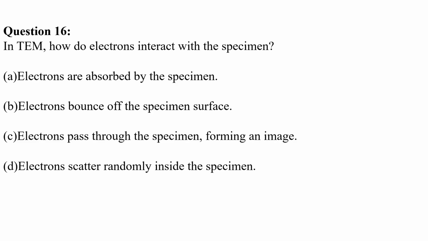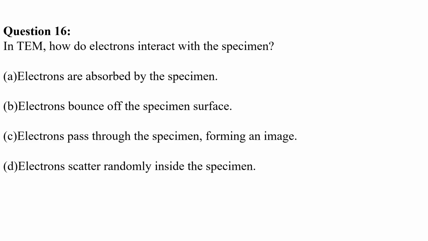Option A, electrons are absorbed by the specimen. Option B, electrons bounce off the specimen surface. Option C, electrons pass through the specimen forming an image. And option D, electrons scatter randomly inside the specimen.